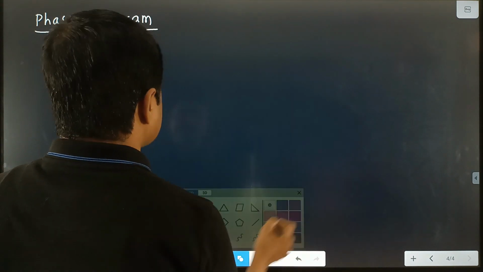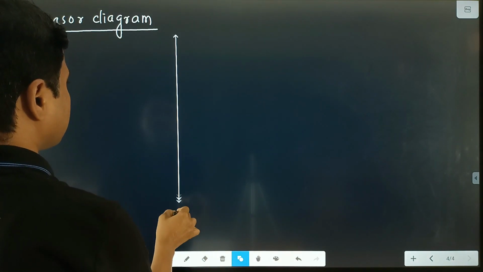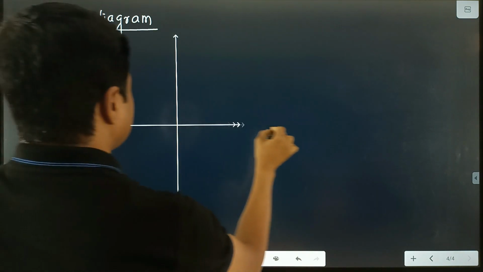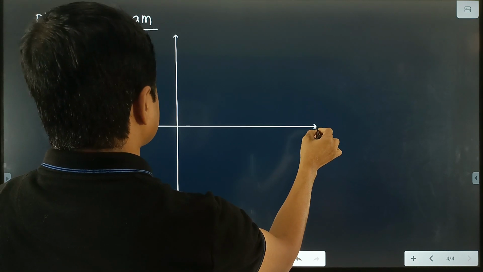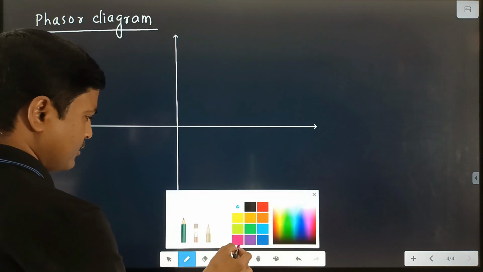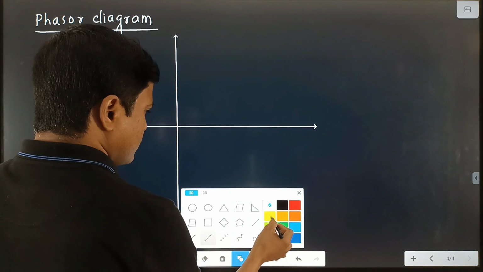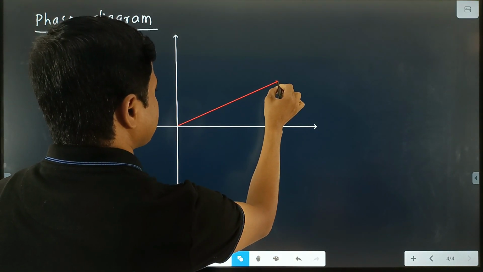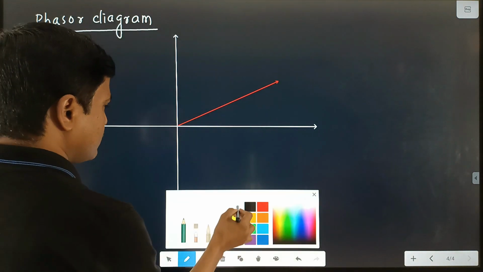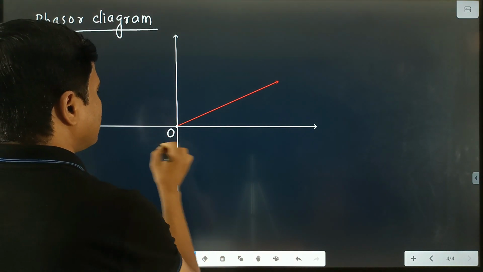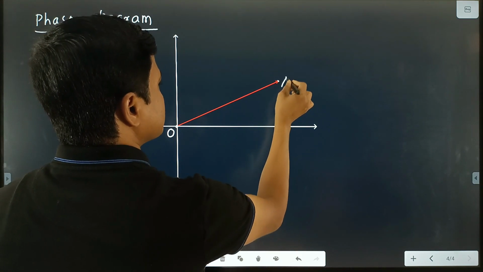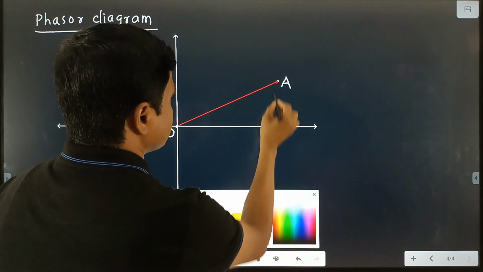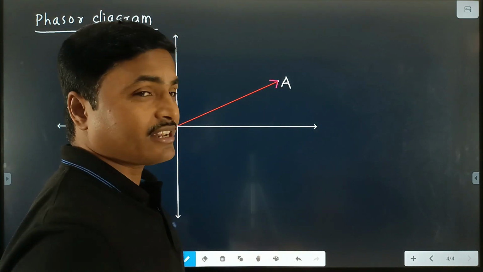And here we take two axes. This one is the first axis, suppose the y axis, and this one is your x axis. And you draw a phasor. First phasor, suppose this is the EMF phasor, and this is the origin, we write O. This point we write suppose A, that means OA vector, this is a vector and this is a rotating vector.